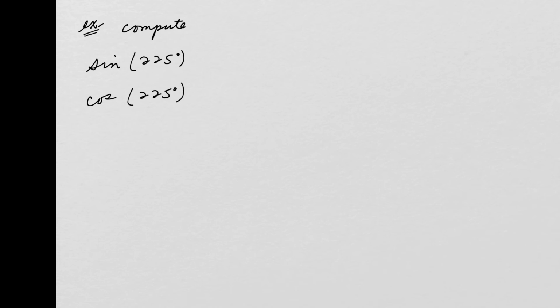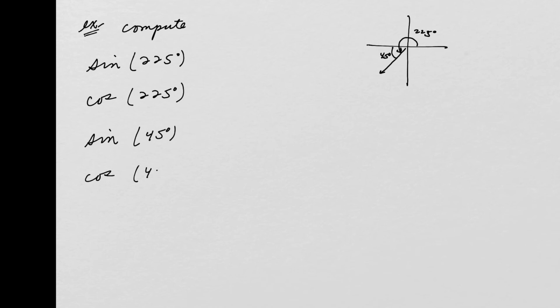Okay, so first I have to figure out the reference angle. First of all, where's 225? Let's draw a picture. We know that we're in degrees, so halfway around is 180, and then I need to go another 45. So I guess it's going to be like this. So this would be 225 degrees. The reference angle here is going to be 45 degrees. So I know that these answers are going to be the same as the sine of 45 degrees and the cosine of 45 degrees. The only thing that's going to be different is the sign.